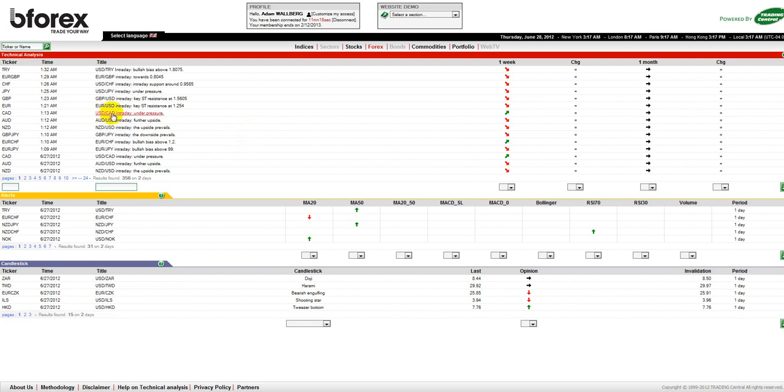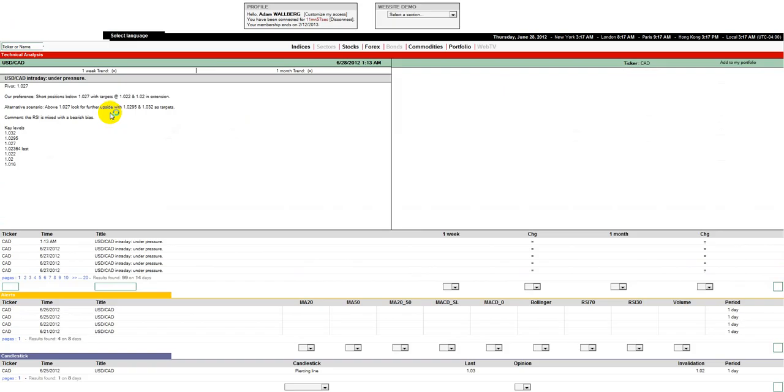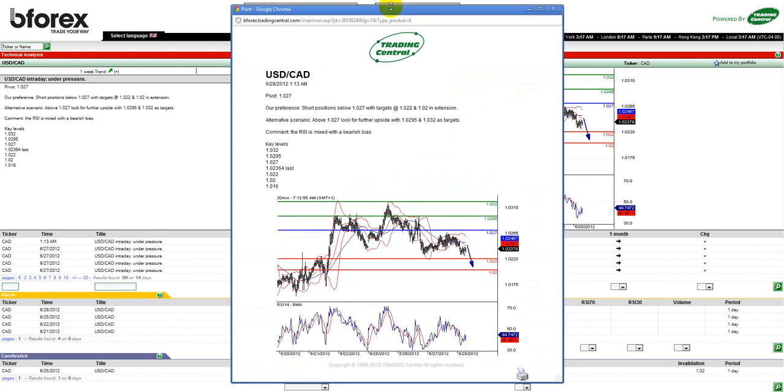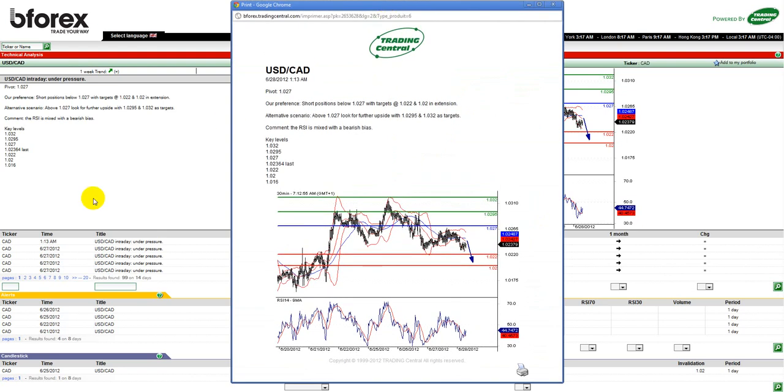Here we see the US dollar, Canadian dollar at 1:13 a.m. Let's click on it. You will see a page opening up for you like that. You will click on the small box here to have a bigger view. Normally this is to print. Now the US dollar, Canadian dollar, see it was taken today at 1:13 a.m. Remember, a.m. The pivot is the maximum of stop loss.